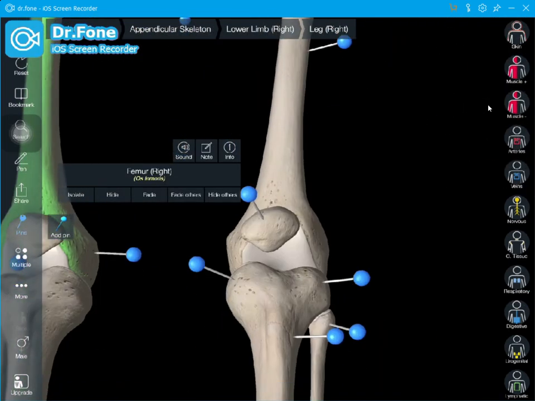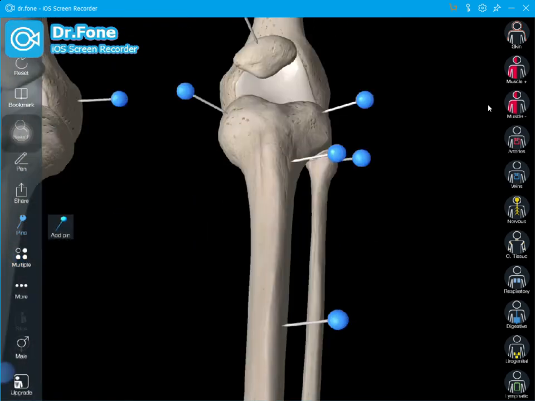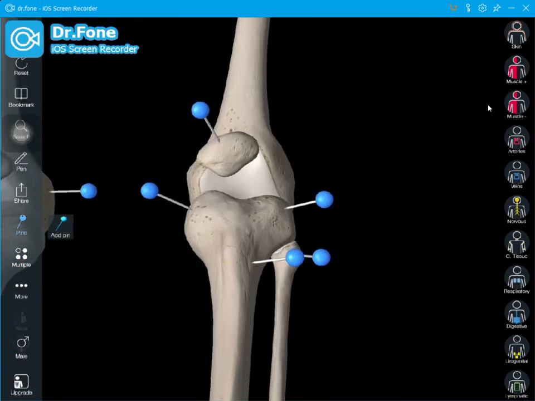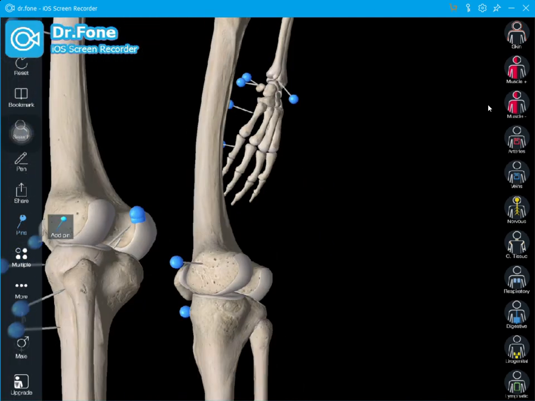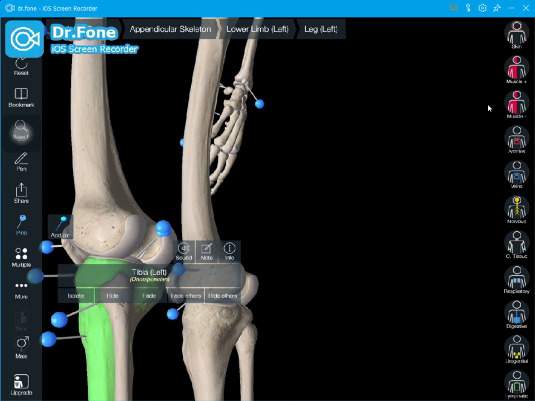Speaking of our patella, there it is right now. Here's a patella. Luckily we don't have to know how to distinguish right from left, because that would be crazy. Okay, now we are moving on.